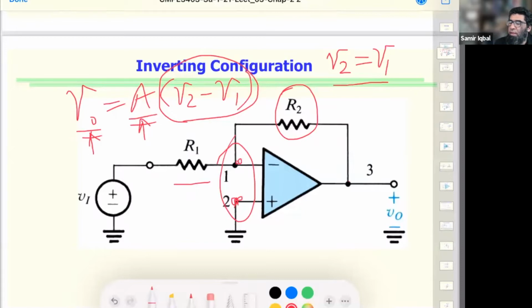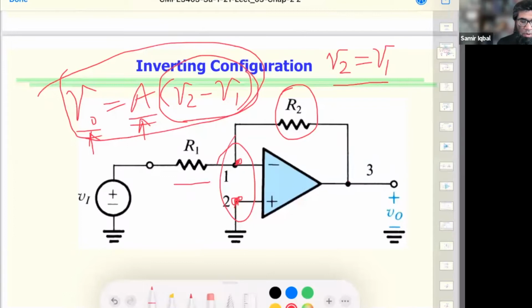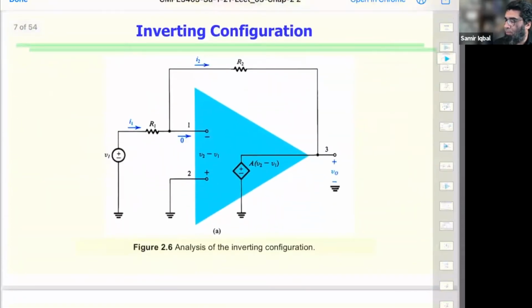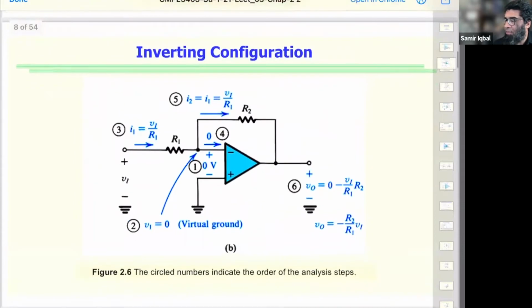So when we look at the ideal behavior, that translates into this idea that number 1 and number 2 are shorted. Okay, if they're shorted, what does that mean for our circuit? There is a bunch of things that would happen. Let me get to the next slide. And that's what we have shown here, starting from number 1, number 2, number 3. So let's follow these numbers.